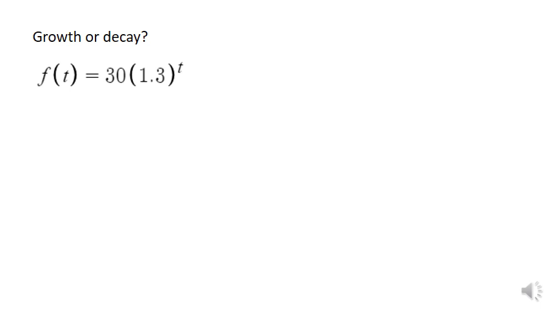So when we're looking at whether a function represents growth or decay, this is what we want to look at, okay? The growth factor, basically whatever is being raised to an exponent. So if this is greater than 1, we are looking at growth, and if it's less than 1, we are looking at decay. So in this case, we are looking at a number that is greater than 1, so this is going to be growth. All right, so that's step 1.